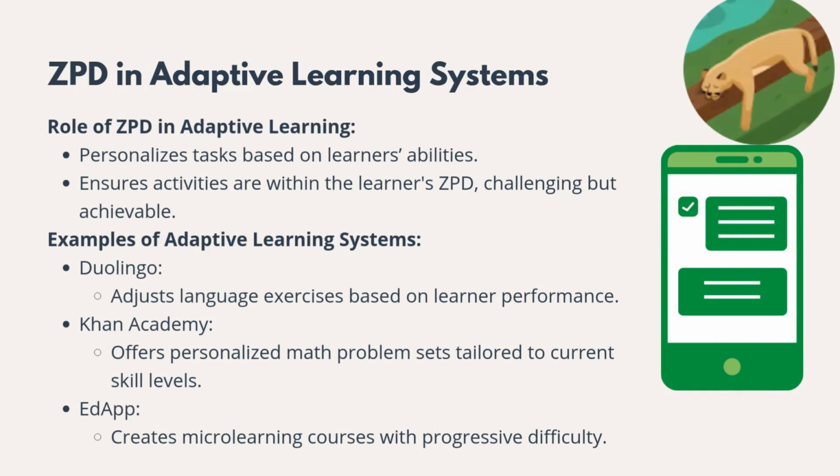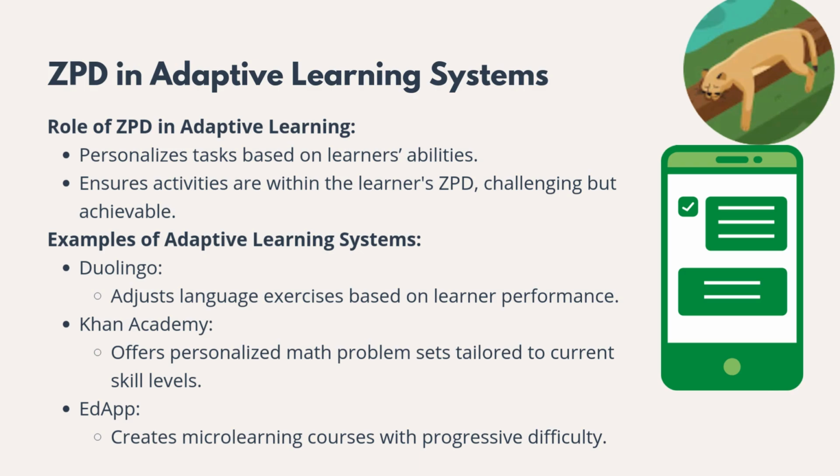The ZPD plays a critical role in adaptive learning systems. It personalizes the learning experience by tailoring tasks to the learner's current abilities. ZPD ensures that tasks fall within the learner's reach, striking a balance between challenge and achievability. Examples of adaptive learning systems highlight this in action.